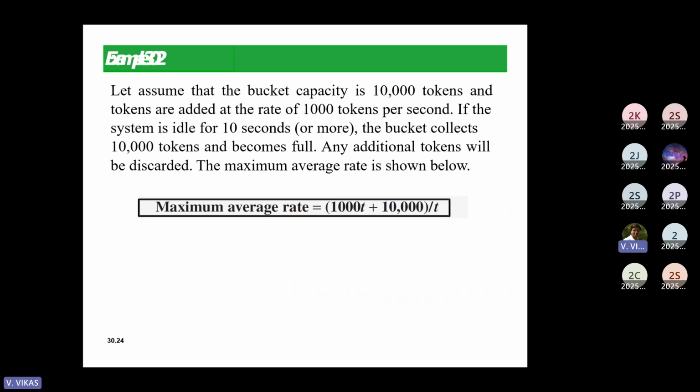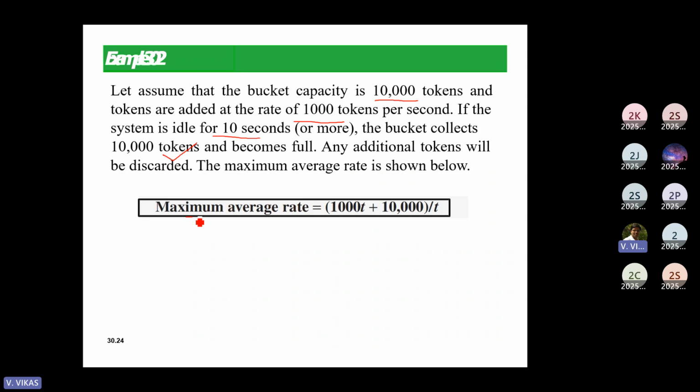Yeah, let me look into this particular example. Let us say the bucket has a capacity of 10,000 tokens and tokens are added at 1000 tokens per second. If the system is idle for 10 seconds, the bucket collects how many? 10,000 tokens and it becomes completely full. Now, even though we are adding 1000 tokens per second, we will be able to take out 2000 tokens at a time.